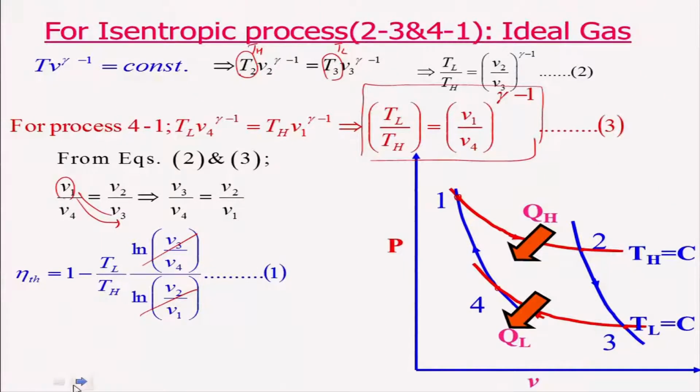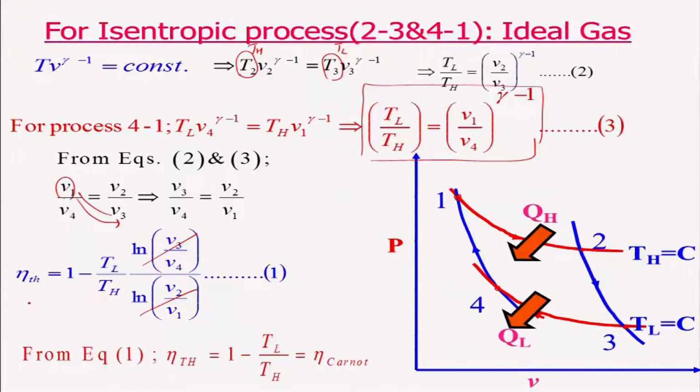Therefore, I can say that the thermal efficiency of the Carnot engine is equal to 1 minus T_L by T_H. This is a very simple formula that we got. It says the maximum efficiency an engine can achieve is stipulated by the Carnot engine.